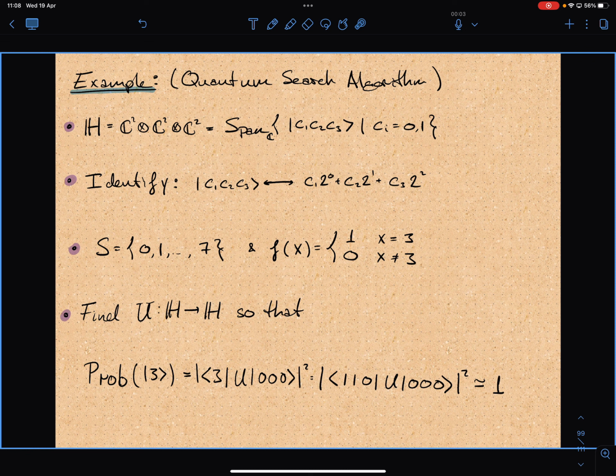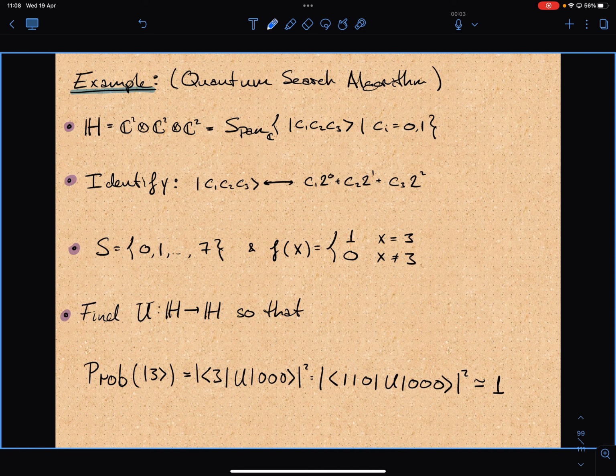Since these are all zeros or ones, this corresponds to a number in base 2, c1, c2, c3. Given this identification, the set that I have is going to be of size 8, 0 through 7. And here I'm just going to take a very simple function for my search algorithm. I arbitrarily chose the number 3. My function is going to be 1 at 3 and 0 everywhere else.